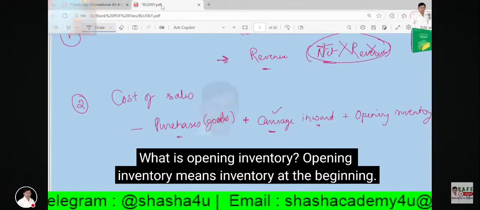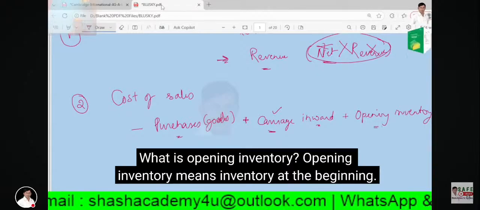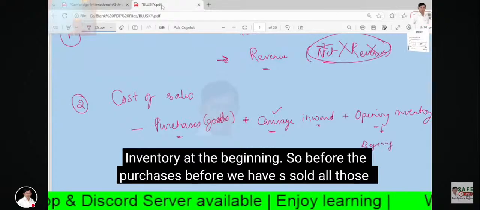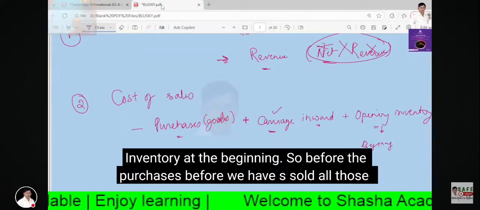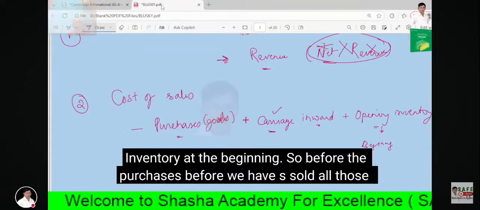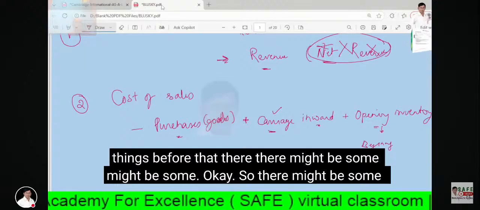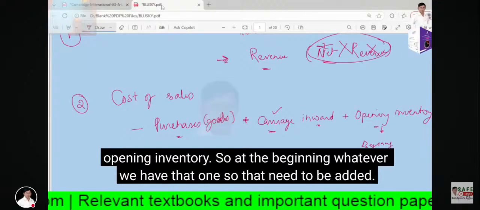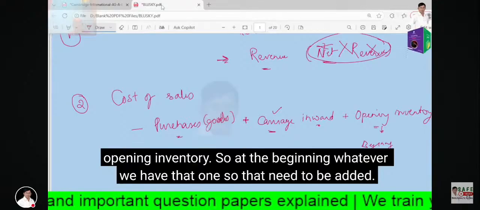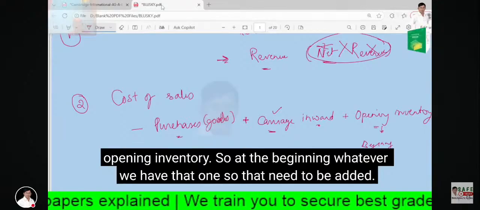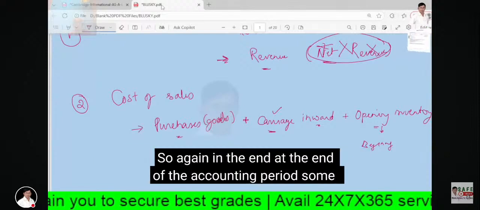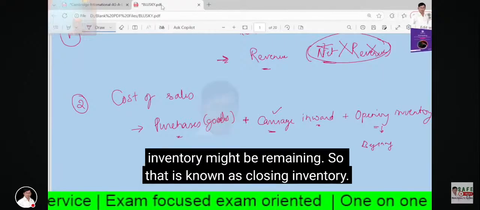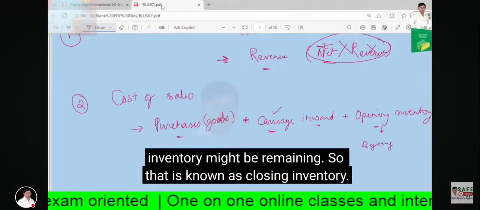What is opening inventory? Opening inventory means inventory at the beginning. Before the purchases, before we have sold all those things, there might be some inventory. So whatever we have at the beginning needs to be added. At the end of the accounting period, some inventory might be remaining. That is known as closing inventory.